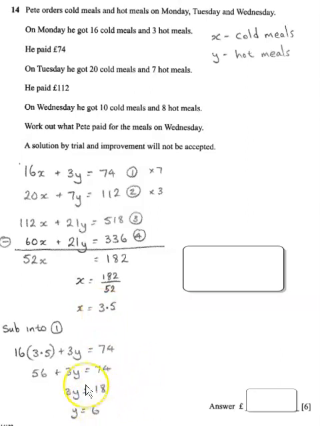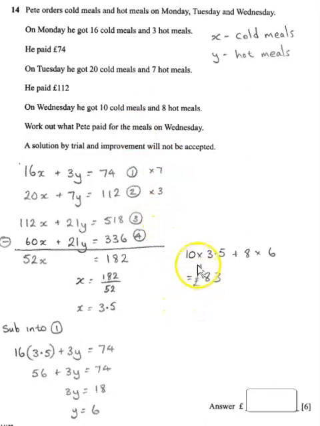Right, so we've got this, and then we look at the Wednesday part. On Wednesday, he got 10 cold meals and 8 hot meals. So we know the cold meals is the X part, so it's 10 times 3.5. And we know that the Y, or the hot meals, is £6, so it's 8 times 6. We put that in a calculator, and we got £83. So that's what it would have cost on Wednesday.